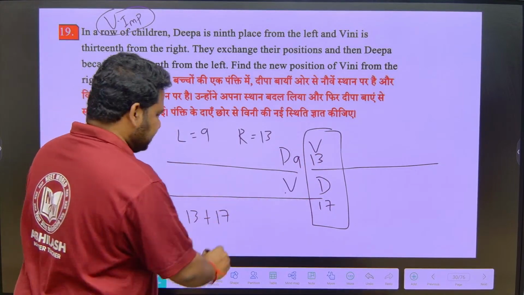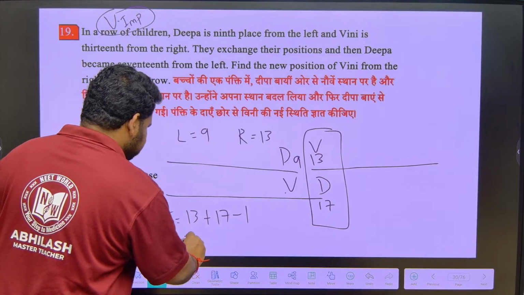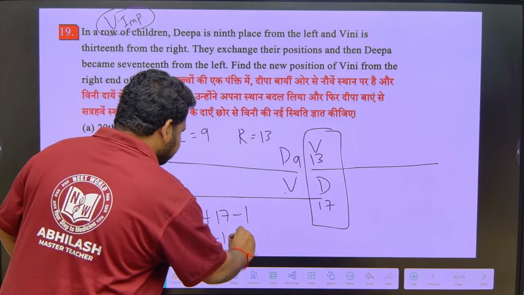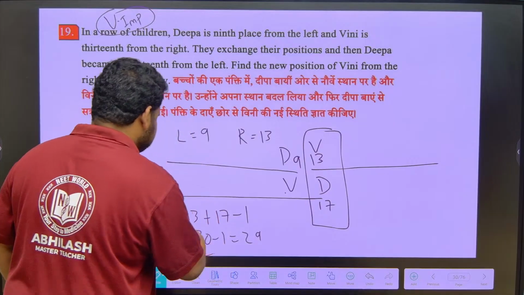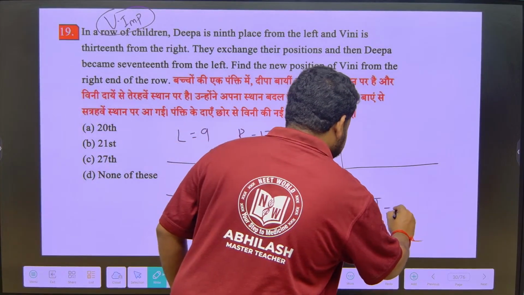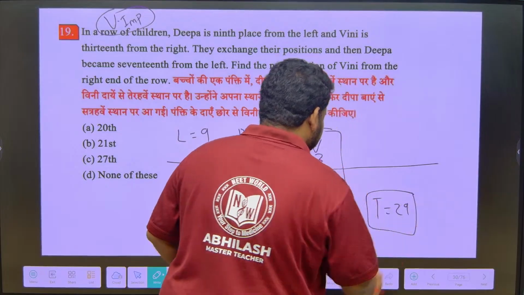So 13 plus 17 minus 1. So this becomes 30 minus 1, so it will be 29. So we got total as what? In the row there are total how many persons? 29 persons. We got 29 persons.